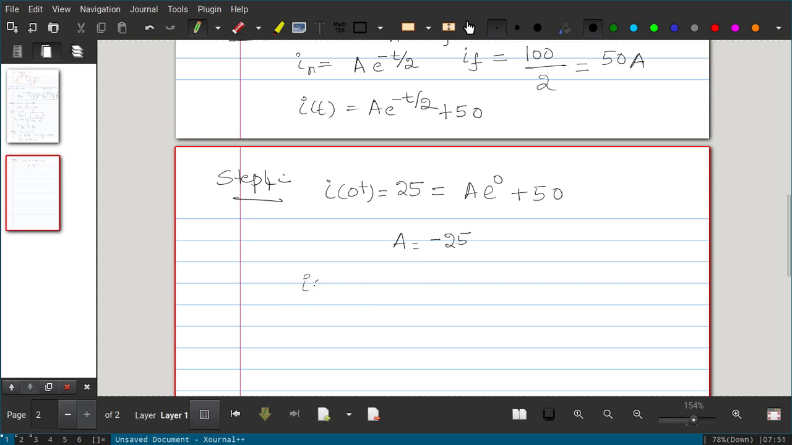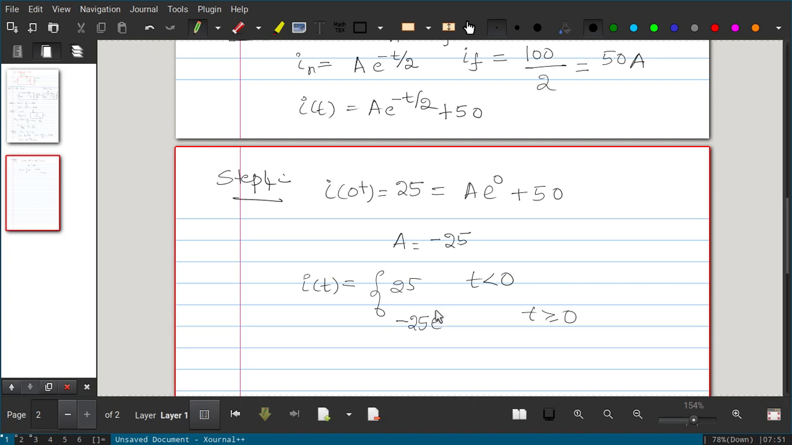So if you substitute in the main expression, I of t is equal to 25 for t less than 0, initial value, that is I of 0 minus is equal to I of 0 plus. So at t less than 0 the current is 25. But after this, t greater than or equal to 0, at that time you have to use that expression I of t equal to In plus If. What is the natural response? Natural response is minus 25, that is A e power minus t by 2, plus forced response is 50. So this is the solution for the above problem: minus 25 e power minus t by 2 plus 50 when t is greater than or equal to 0. Okay, that's it.